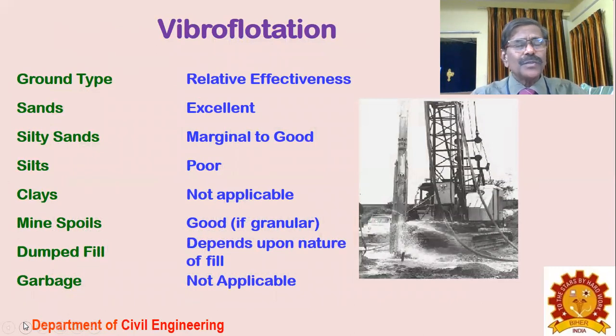So for Vibro-flotation, if you think of the ground type and the relative effectiveness: sandy soil, it is very excellent. Silty sand, marginally to good. Then silt, it's poor. Silt cannot be vibrated. Clay soil, it may not be applicable. Then mines and spoils are good if angular. And dumped fill depends upon the nature of the fill. Garbage, not applicable. Vibro-float cannot work. It moves along with the vibrator and sets back. So the vibrator cannot compact the garbage or the clay soils.